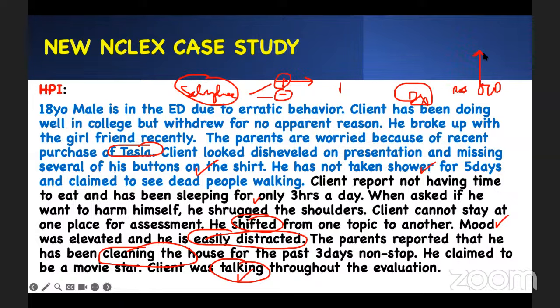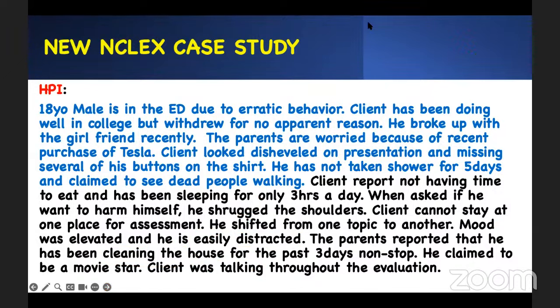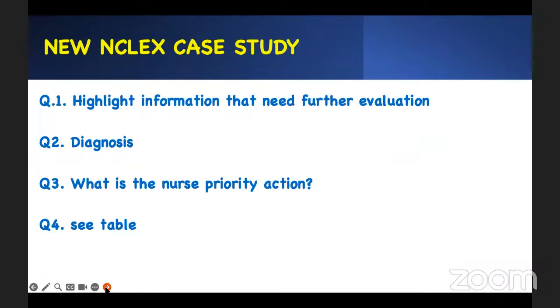It's not a depression patient. The key words are: distractibility, impulsiveness, grandiosity, flight of ideas, activity increase, sleep deficit, and talkative. That, what do you think? That is your diagnosis. NCLEX is not going to tell you, you have to make it, and they will keep on giving you different cases, and you have to use this to follow.